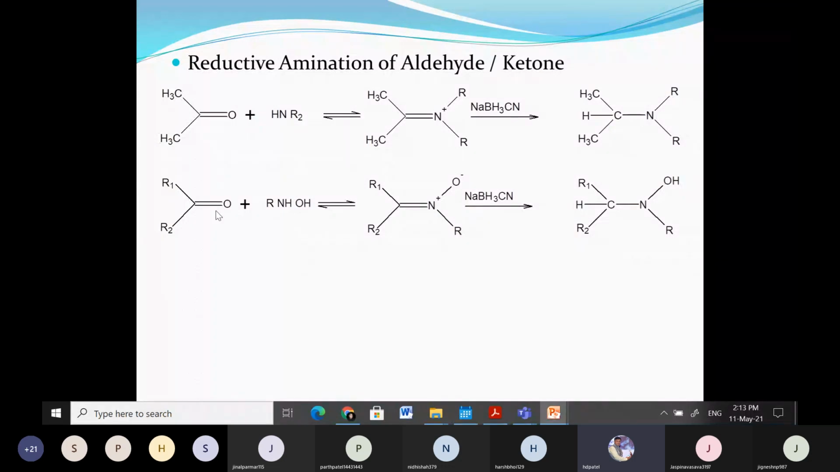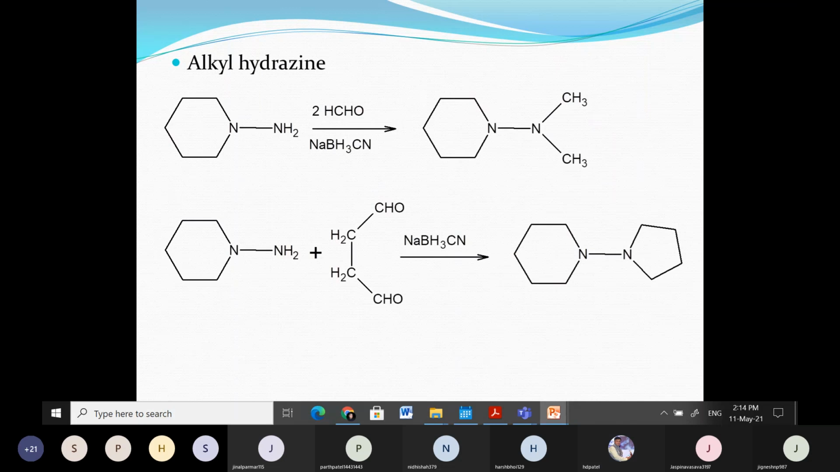If we treat this ketone with a substituted hydroxylamine, then we will get this intermediate first, and then by treatment with NaBH3CN, we will get this product. So here we have introduced nitrogen and here we have introduced hydrogen. So we can call this a reductive amination reaction. In the same way, other compounds we can prepare.